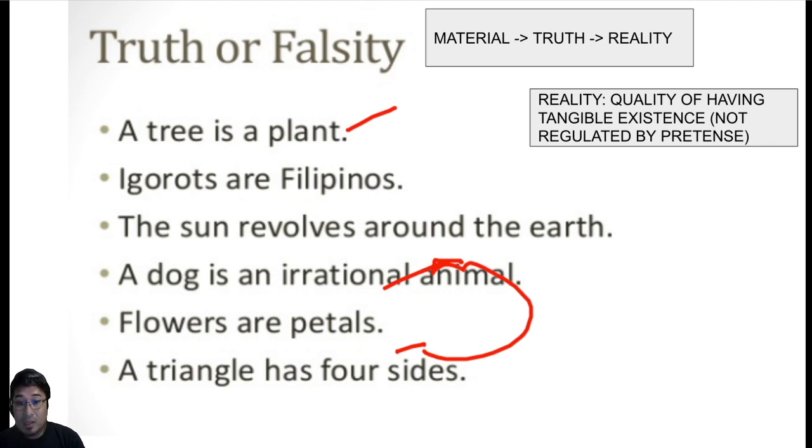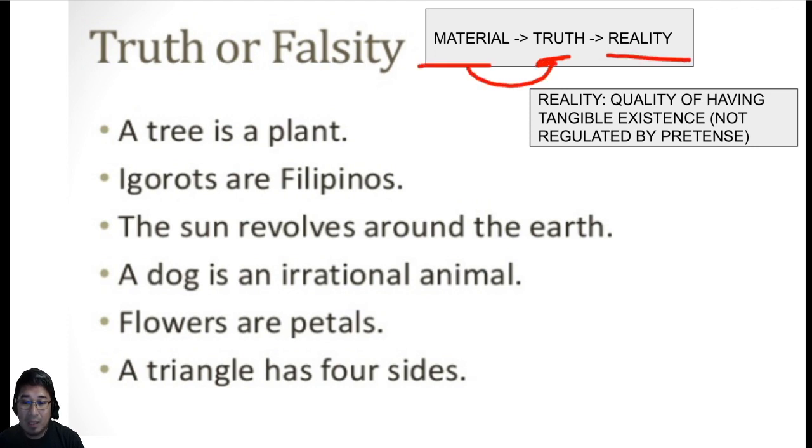It also follows rule, yung rule ng syllogism and then inference. Let's examine yung pagiging truth, ma-validate sa reality. Material means it's after the truth, can be validated in the reality. A tree is a plant, Igorots are Filipinos. So reality, it's the quality of having tangible existence, not regulated by pretense. Tangible existence in the objective world. So Igorots, tunay na kaya nating i-validate sa realidad na ang Igorots are Filipinos.